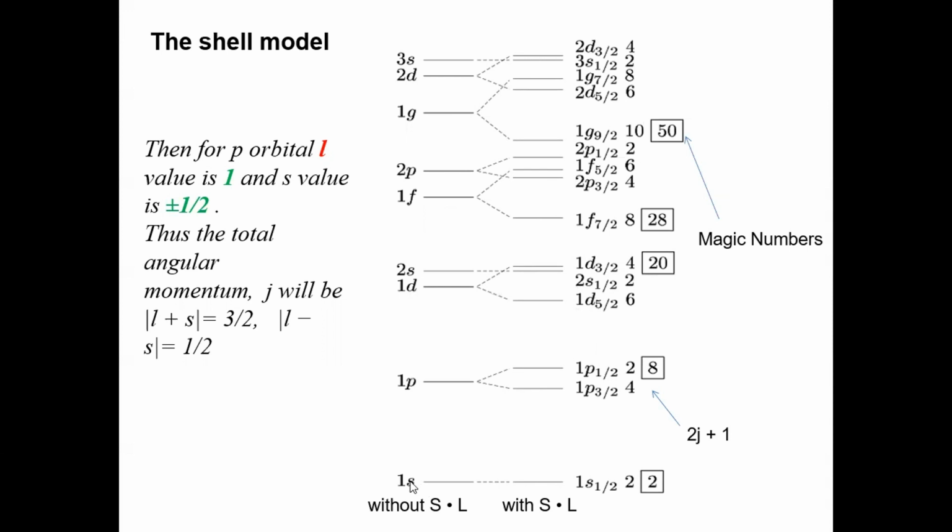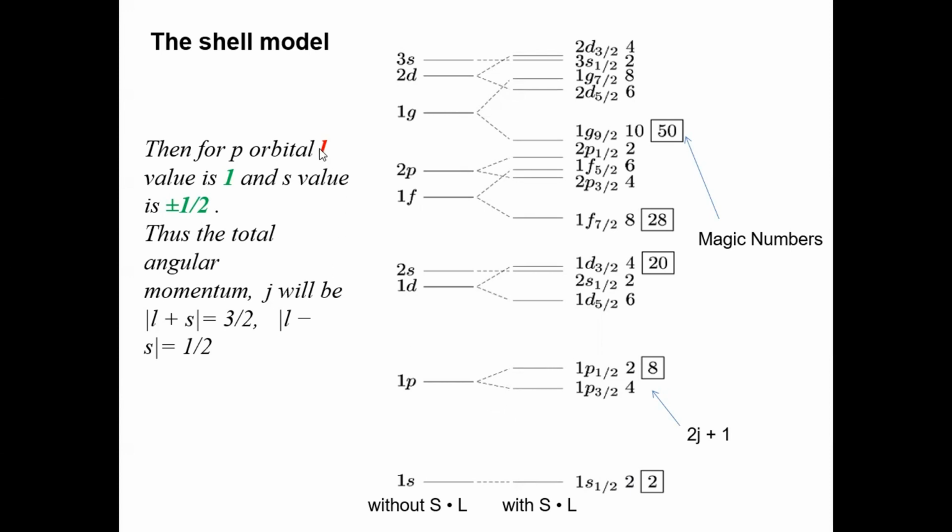L value for S is equal to 0. When L is equal to 0, the 1S state has only S equal to half. S can be plus minus half, so S has 2 possibilities. Therefore, the 2 electrons will occupy this kind of a state for the atoms. However, for the nucleons, the 2 nucleons will occupy this state.